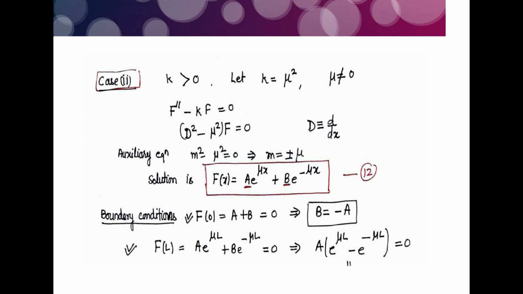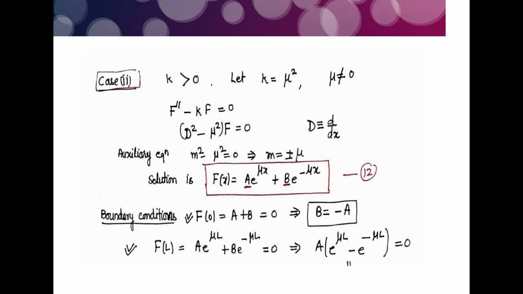Case 2, if k is a positive number. So let us assume that k is mu square, where mu is a non-zero number, anything positive or negative but not 0. Now put k equal to mu square in equation number 8. We have the second equation on this page, F double prime minus k times F equal to 0. This is our equation number 8. Now put k equal to mu square. Now we can rewrite this differential equation as (D squared minus mu square) F equal to 0, where this capital D is the simple derivative with respect to x.